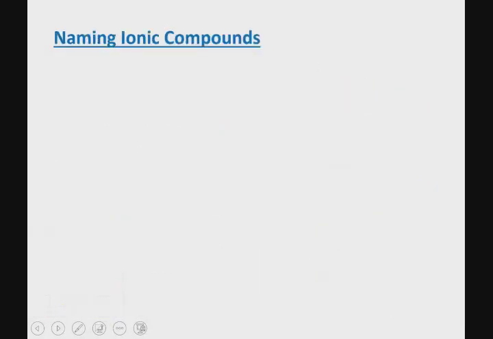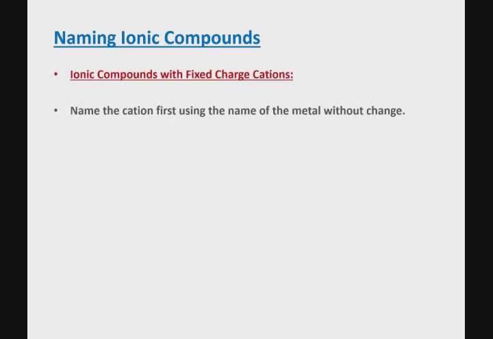Okay, so if you have decided that your compound is a combination of cations and anions, in other words, an ionic compound, and then you've decided that the cation in the compound is a fixed charge cation, we need to now know how to name this compound.